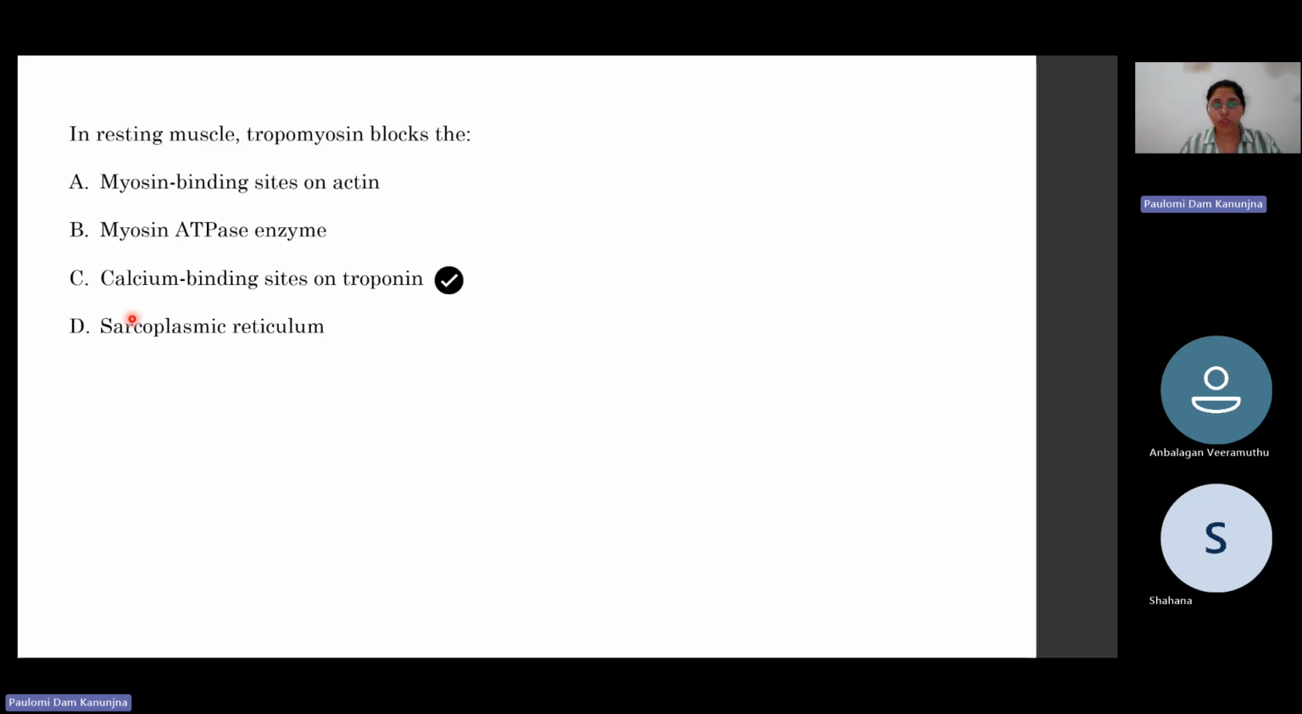Okay, so the answer to this is calcium binding sites on troponin. So we will see that in resting muscle, tropomyosin is present. It basically blocks the calcium binding sites on troponin because they are interacting with each other.